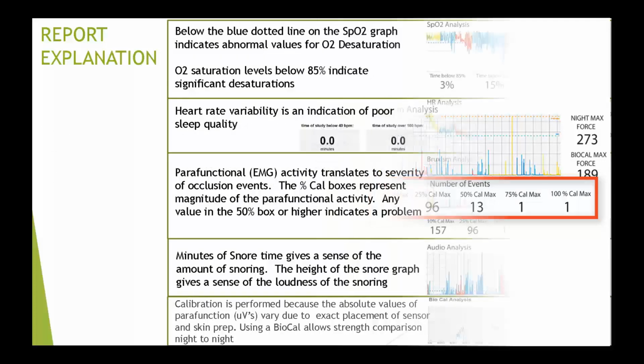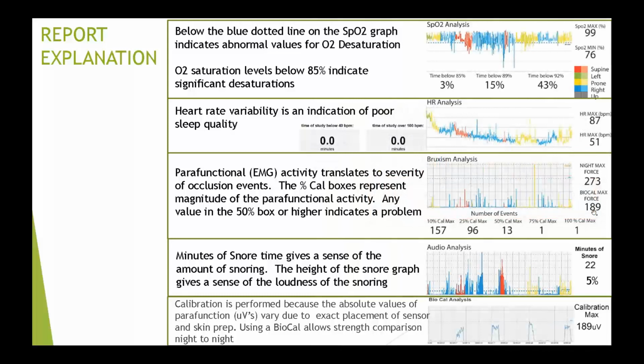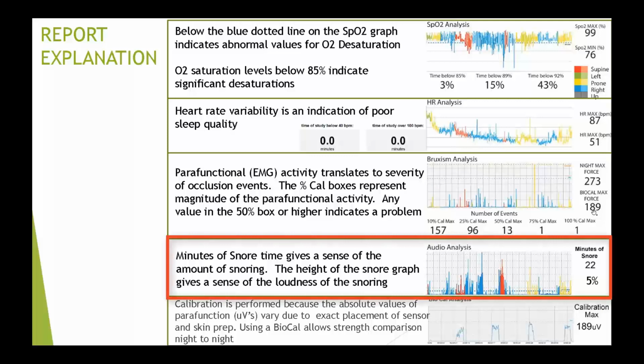So this patient is positive for both magnitude and frequency. The next graph, audio analysis, is for snoring. Yeah, this patient kind of had intermittent snoring.